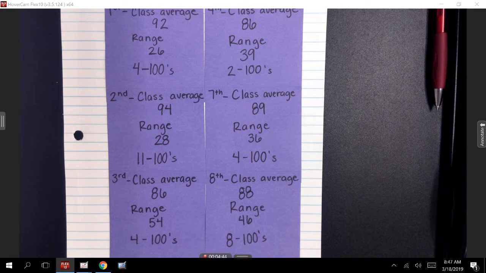This is something, guys, right here, that 11 100s. That is really, really awesome. I'm really proud of y'all. That's fantastic.